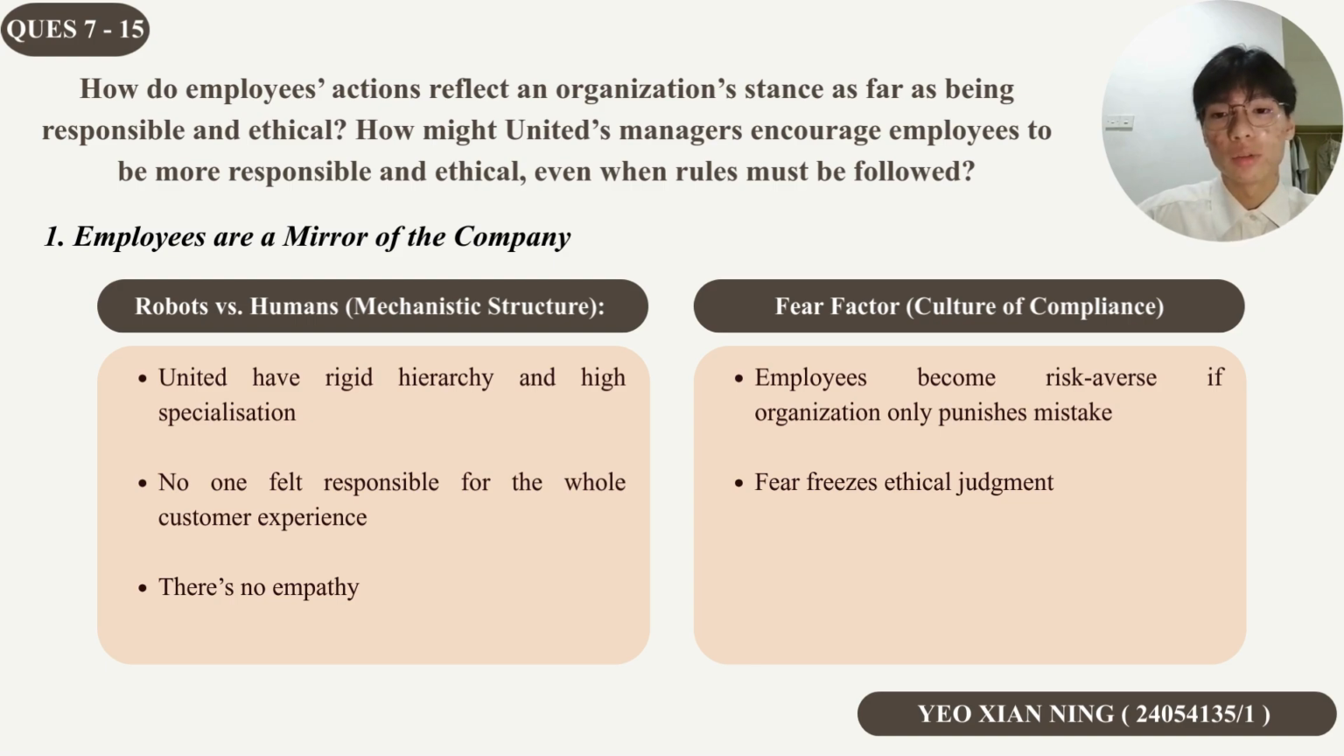First one is robots versus humans, a mechanistic structure. United was running like a mechanistic organization, having rigid hierarchy and high specialization. And at United, this meant roles were so sliced up that no one felt responsible for the whole customer experience. The gate agent only cares about the boarding list, the flight crew only cares about the schedule, and the baggage handler only cares about the bins.